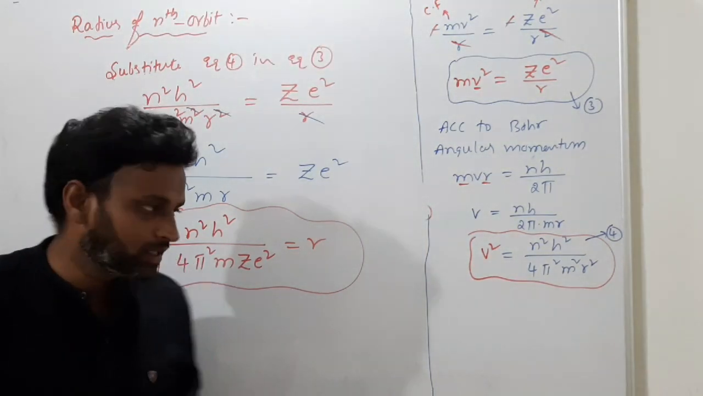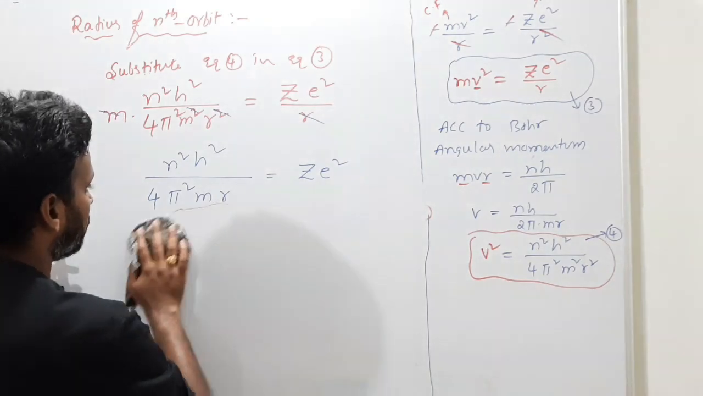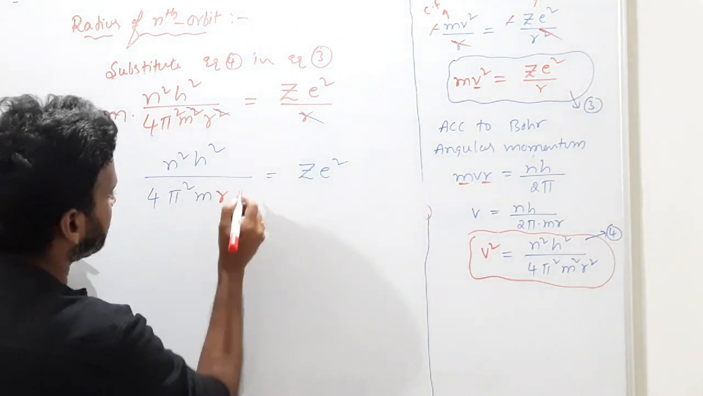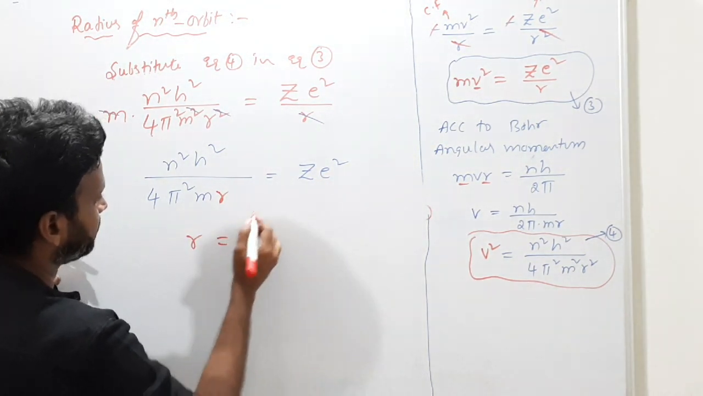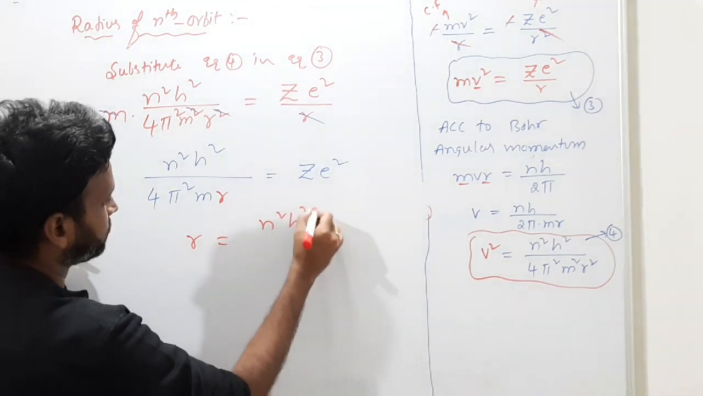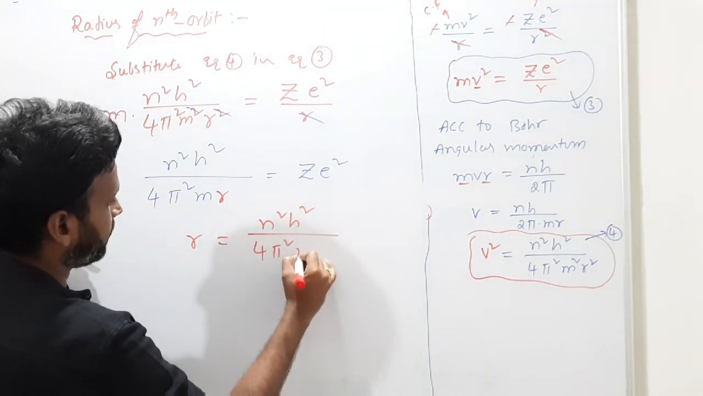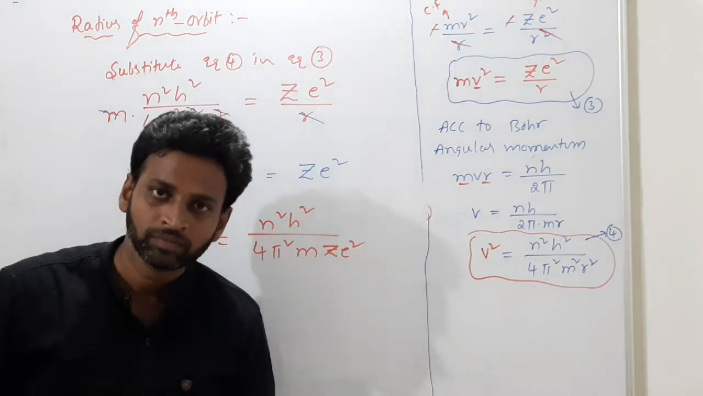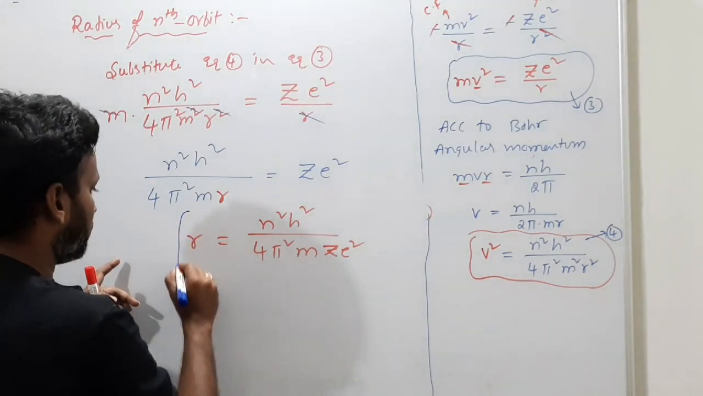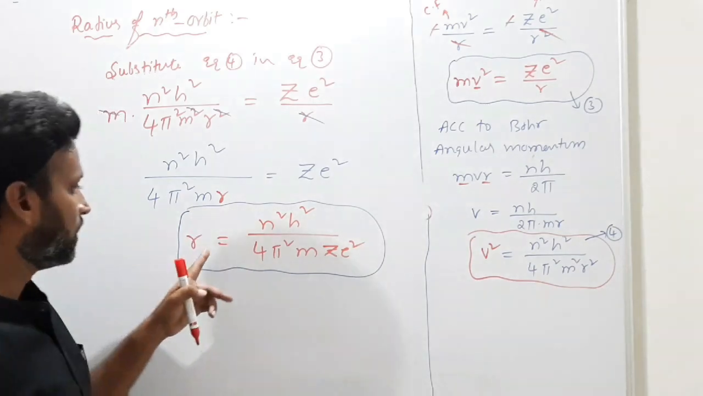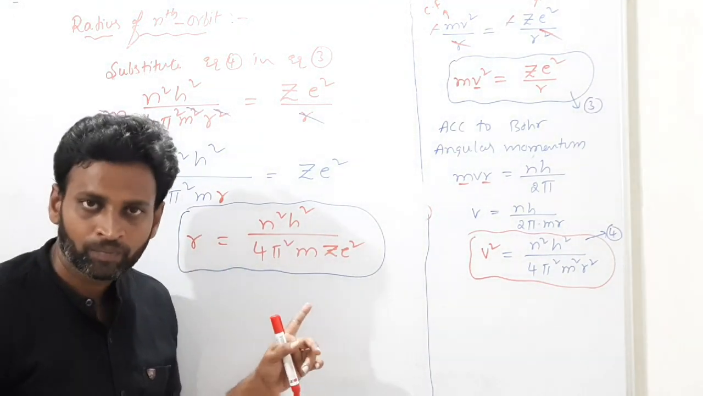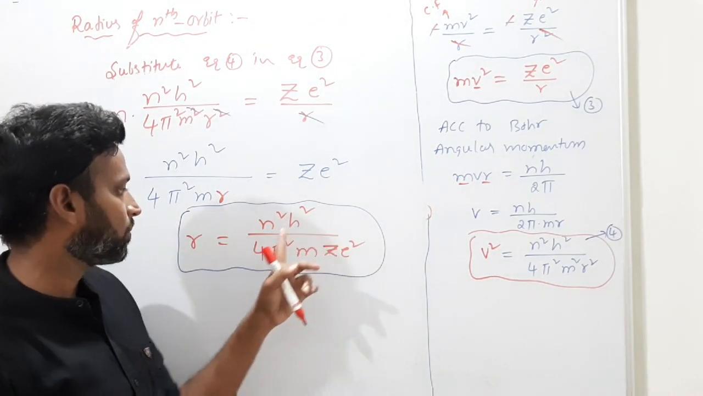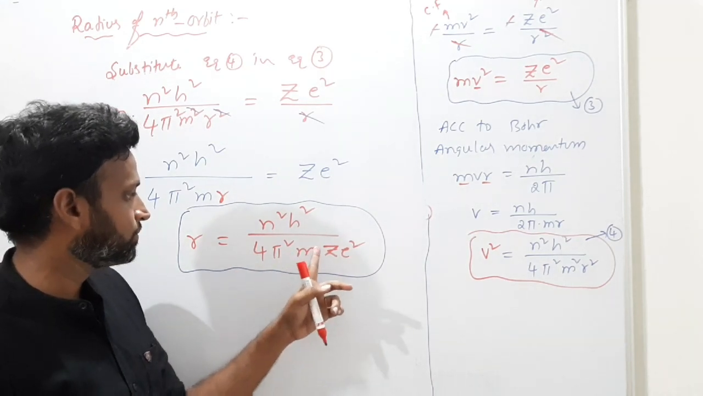I will write the same like this now. This r goes that side, so r I will write here. Remaining is n square h square by 4 pi square m, and this ze square term comes in the denominator. Got it clearly? So you have the radius formula. What is the radius formula? r is equal to n square h square by 4 pi square m ze square.